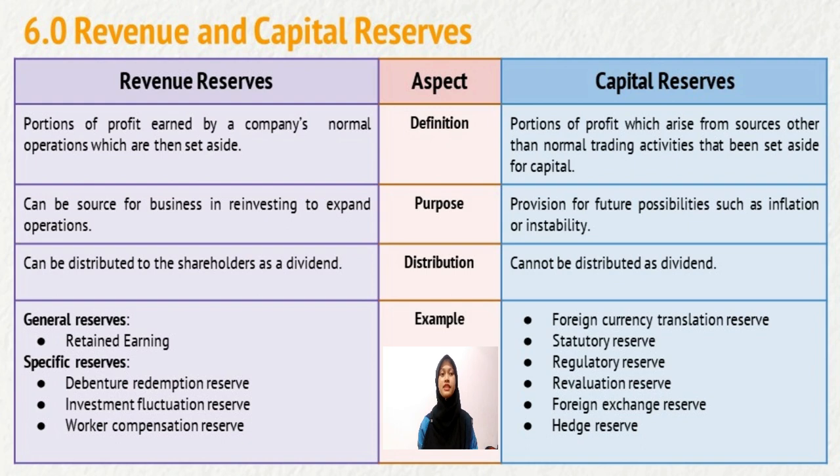Next, I will explain the differences between revenue reserve and capital reserve. Revenue reserve is a portion of profit earned by a company in normal operation which is then set aside for the purpose of expanding their operation. Meanwhile, the capital reserve is defined as a portion of profit which arises from sources other than normal trading activities that has been set aside to provide for future possibilities such as inflation or instability and cannot be used for any other purposes apart from which it is created.